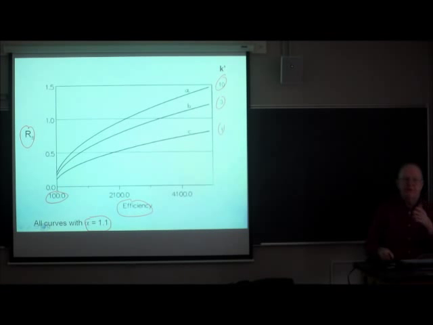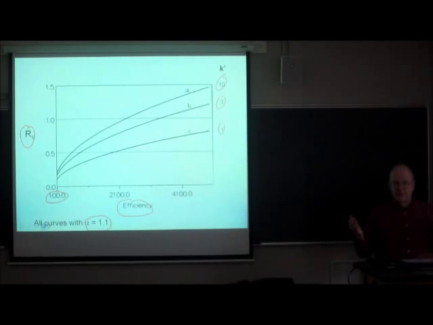Which is unfortunate, because if you need to double the resolution, what do you have to do to the number of plates? You've got to square it. You need 4 times the number of plates. That's not a favorable situation.